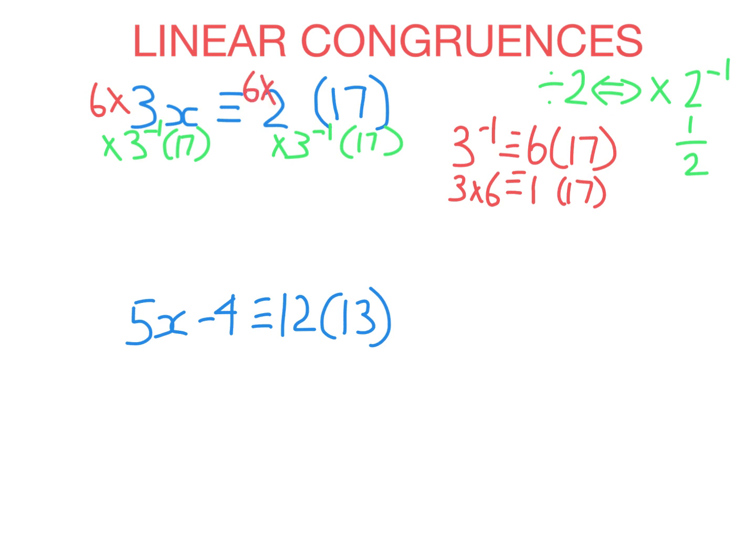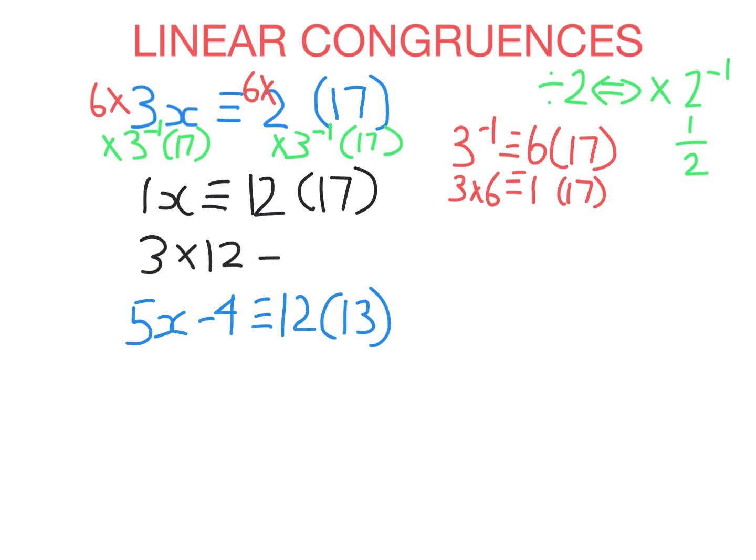So if I go 6 times 3, modulo 17, that's just 1. So I'm going to be left with 1x. Now 6 times 2 is equivalent to 12 mod 17. So that's the answer. x is equivalent to 12 mod 17 because if I substitute 12, I get a true statement. 3 times 12 is 36. When you divide 36 by 17, the remainder is 2. This is a true statement, so I know I'm right.